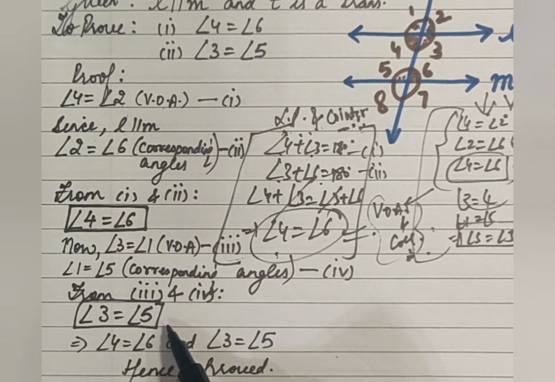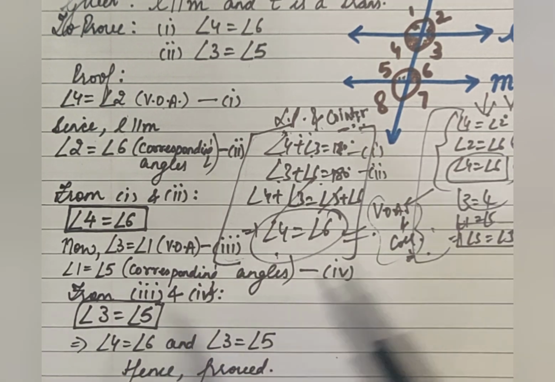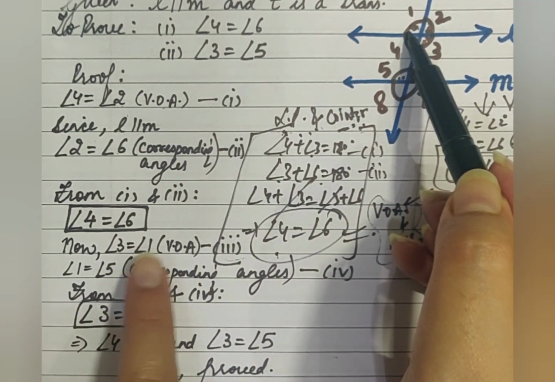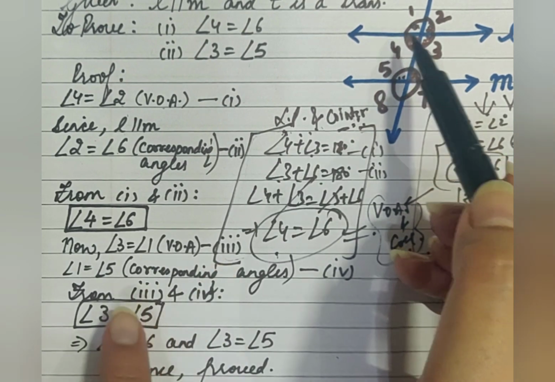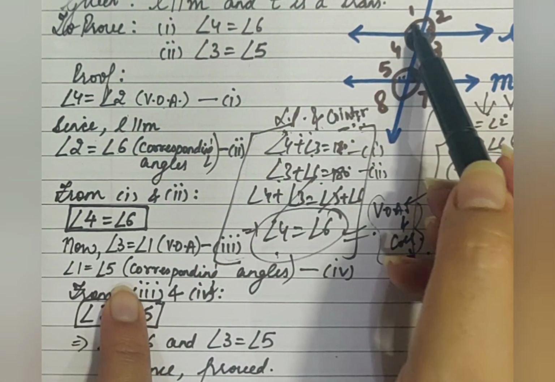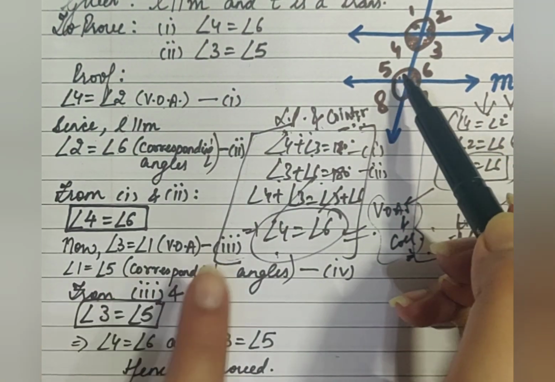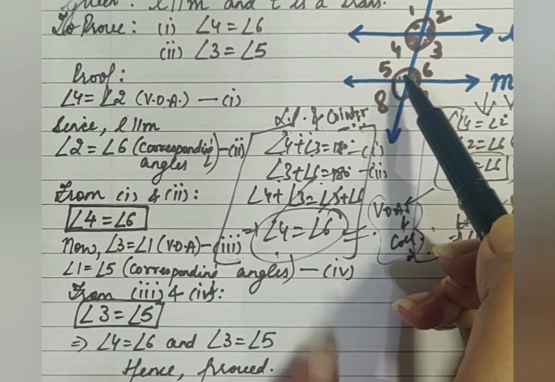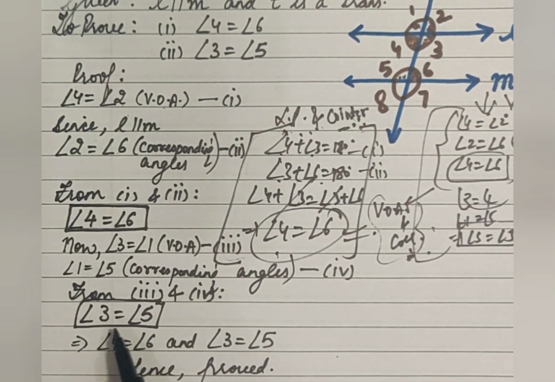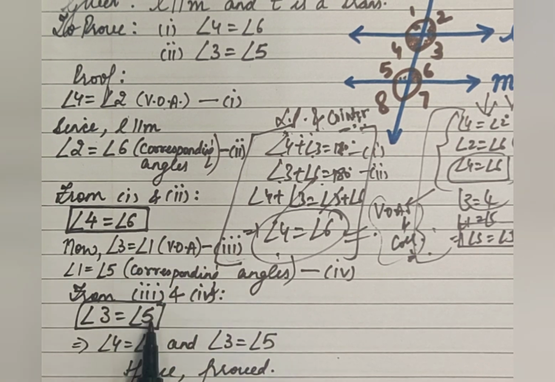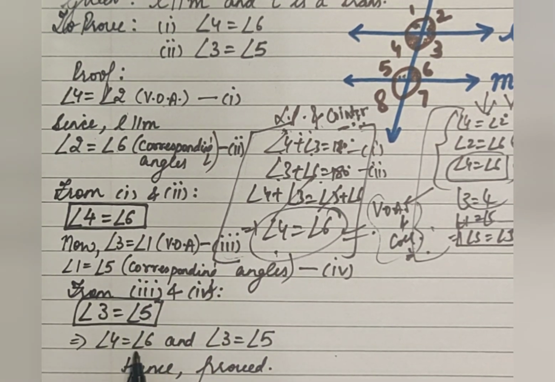Now we have to prove angle 3 is equal to angle 5. We can take angle 3 is equal to angle 1 because these are vertically opposite. Angle 1 is equal to angle 5. These are corresponding angles. So from these two equations 3 and 4, we can say angle 3 is equal to angle 5. And this was also to be proved. From these two, angle 4 is equal to angle 6 and angle 3 is equal to angle 5, our theorem is proved. So we can write hence proved here.